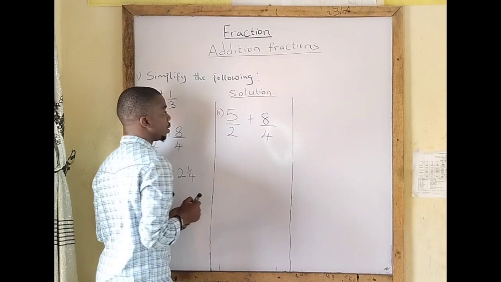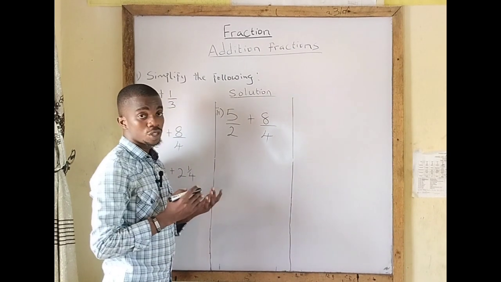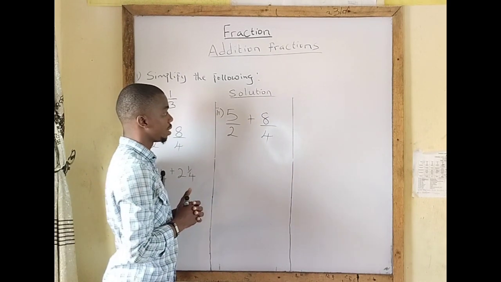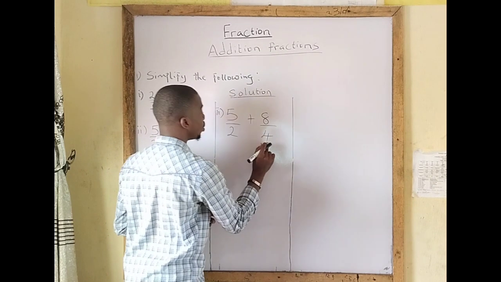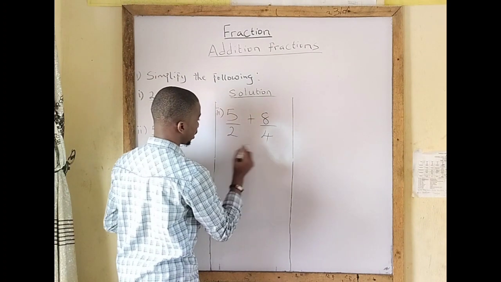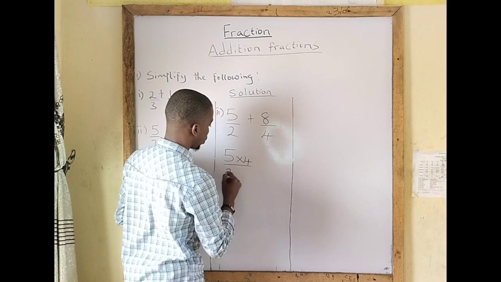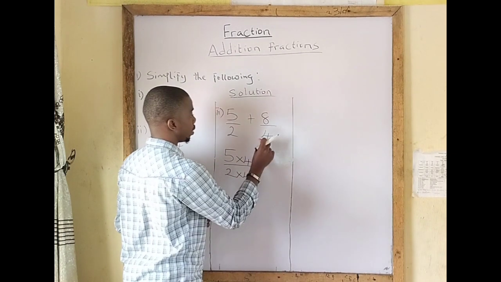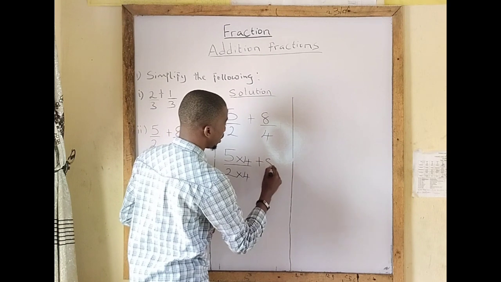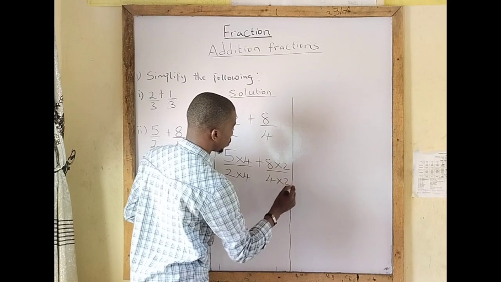Now we said that the criterion to add or subtract fractions is that the denominators of the fractions must be the same. In this case, the denominators are not the same, so we have to make them the same. So we use the denominator of the second fraction to multiply the first fraction. That is, we have 5 times 4 all over 2 times 4, plus 8 times 2 all over 4 times 2.